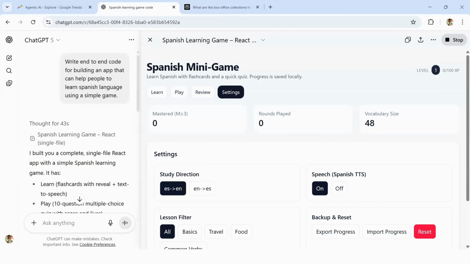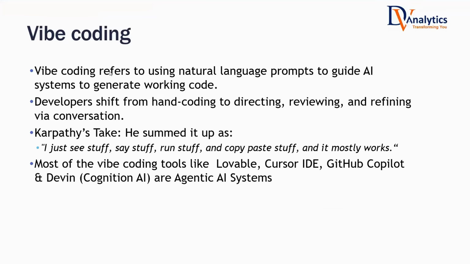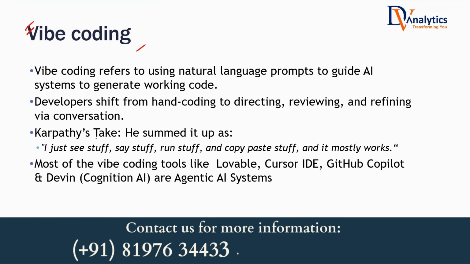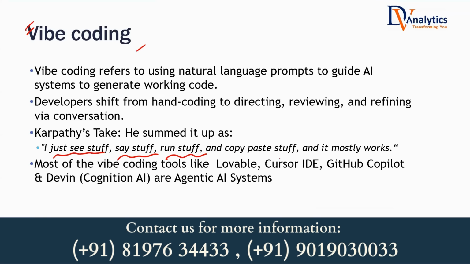Nowadays, a lot of developers or even non-developers are getting into this vibe coding. This term was given by Andre Karpathy, one of the research scientists at OpenAI. So what he says is, I just see the stuff, I just say the stuff, I just run the stuff, I just copy paste the stuff, and mostly it works. It gives me whatever. Basically, when he says I just see the stuff, I just see whatever is there as the output that is given to me.